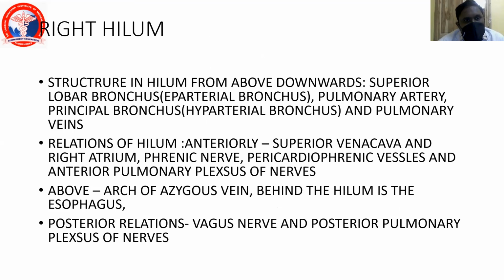Right lung, right hilum: structures in the hilum from above downwards. The superior lobar bronchus is the epiarterial bronchus. Epiarterial bronchus, then pulmonary artery, then the principal bronchus, which is the hyparterial bronchus, and pulmonary veins. Relation to the hilum: anteriorly the superior vena cava, right atrium, phrenic nerve, pericardiophrenic vessels, and anterior pulmonary plexus of nerves. Above is the arch of azygos vein, behind is the esophagus. Posterior relations are the vagus nerve and posterior pulmonary plexus of nerves.